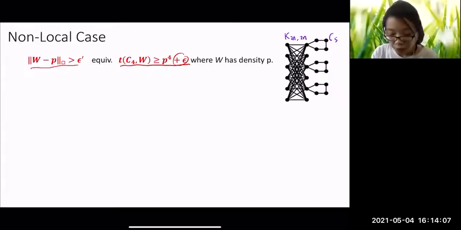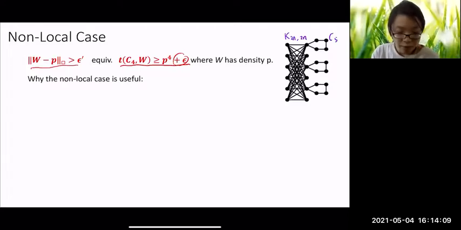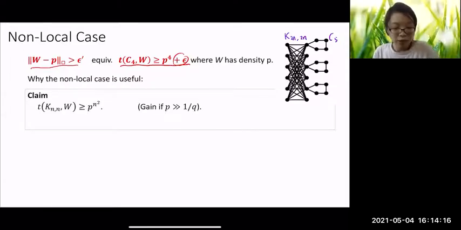And here are two claims which probably give some idea why the non-local case is easier for us to deal with. So the first one is: because the complete bipartite graph is Sidorenko, its density is at least P to the number of edges in K_{N,N}, which is N squared.